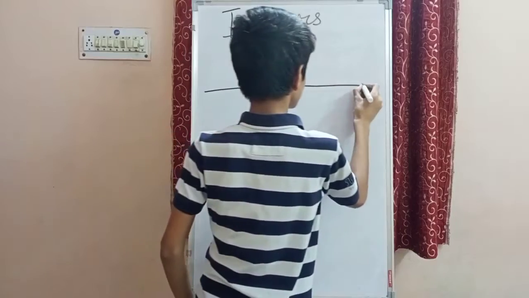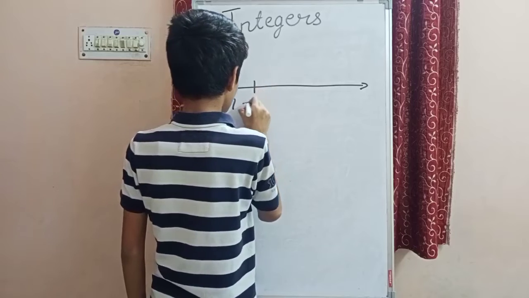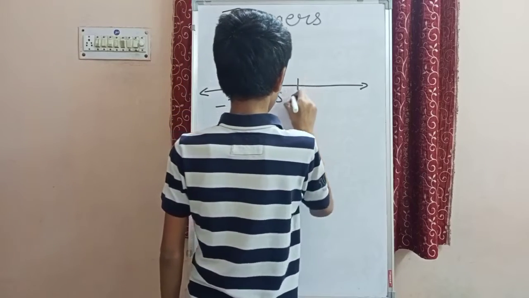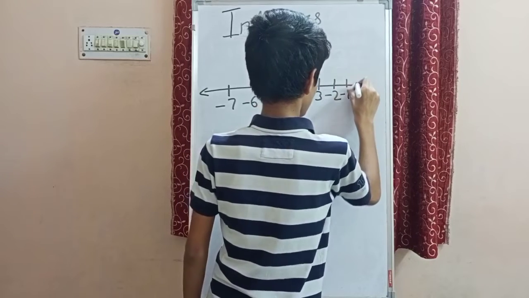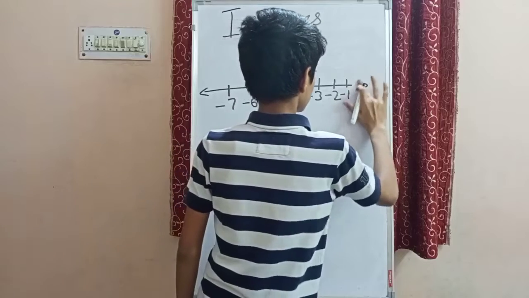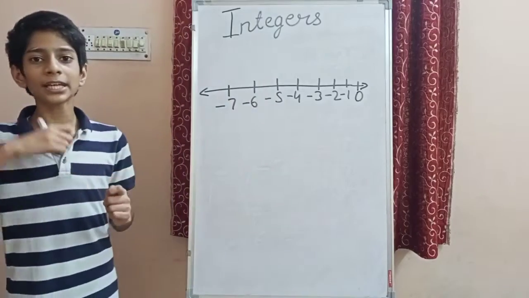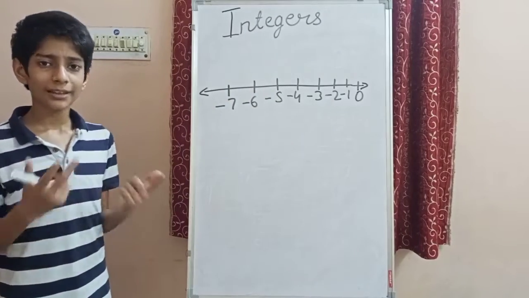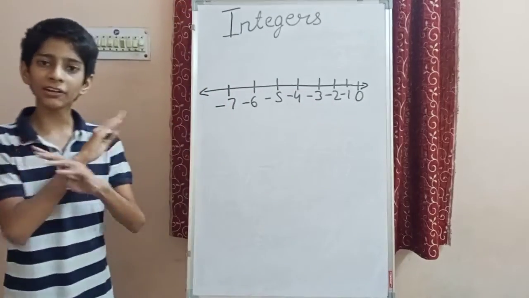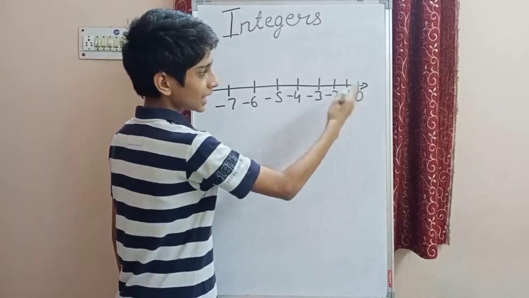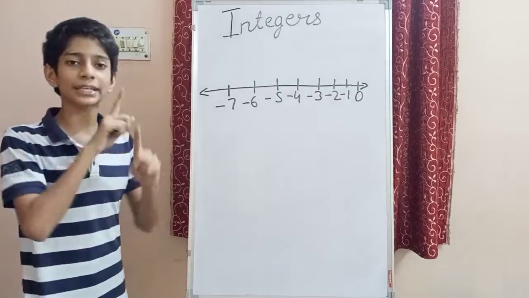So the difference is that here also we make a number line, and here we mark the points as -7, -6, -5, -4, -3, -2, -1 and 0. Now here we say that 0 is greater than every negative integer. Why do we say that? Because 0 is to the right of every negative integer. That is why it is greater than every negative integer.